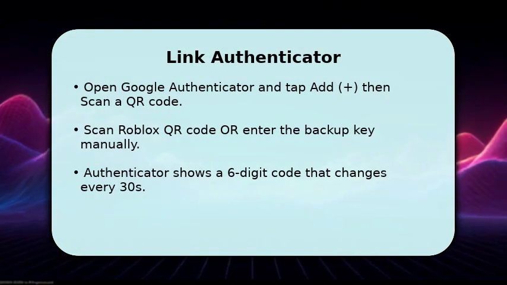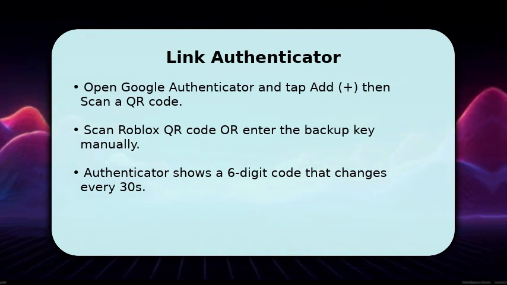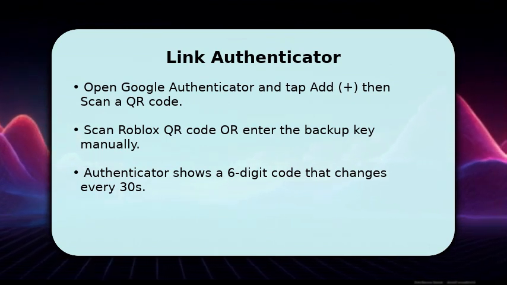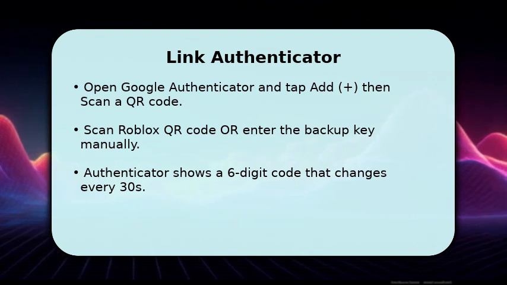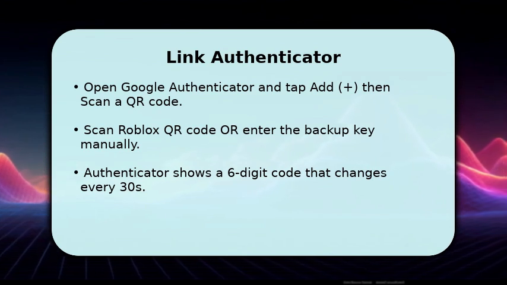Open Google Authenticator, tap the plus sign, and choose Scan a QR code. Point your phone at the Roblox QR display. If your camera fails, tap Enter a setup key and type the backup key shown on Roblox. Once added, Authenticator generates a rotating 6-digit code every 30 seconds.